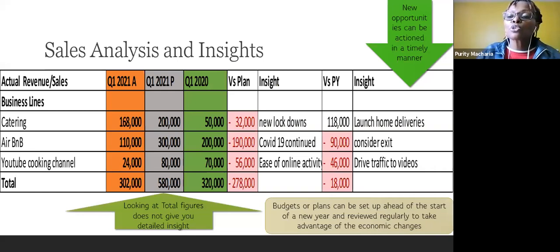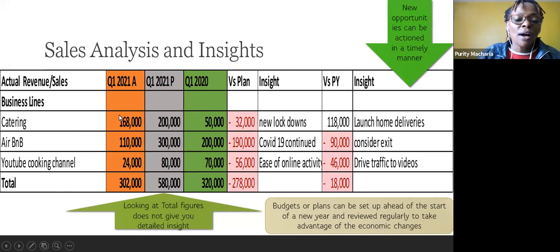So let me now show you how you're going to do your planning and analysis of the data that you've been generating in your business all along. Assuming you have three revenue streams, you have a catering business, you also have an Airbnb business, and you also have been running a YouTube cooking channel.